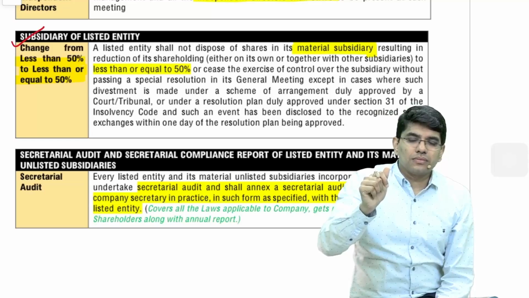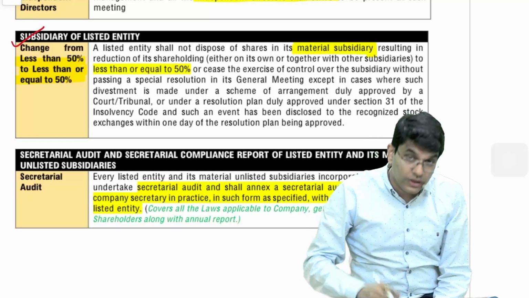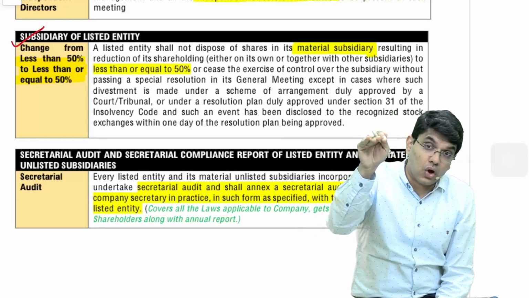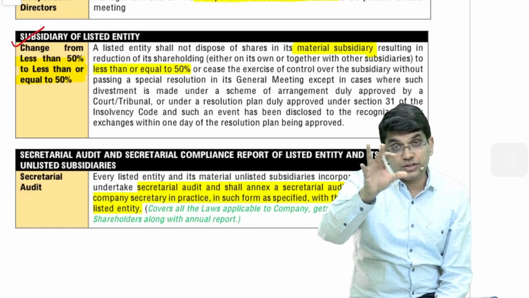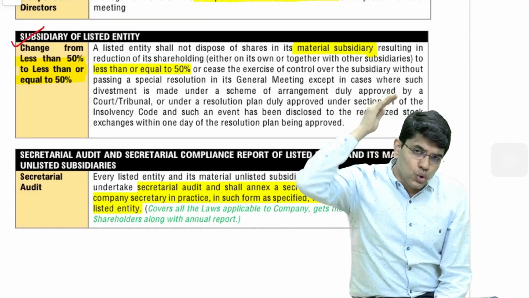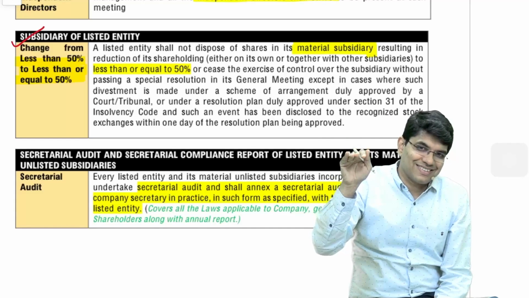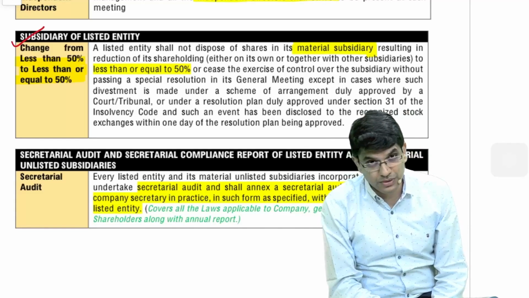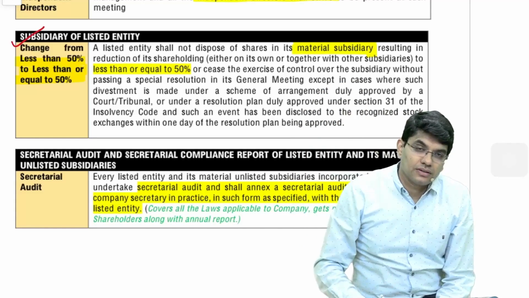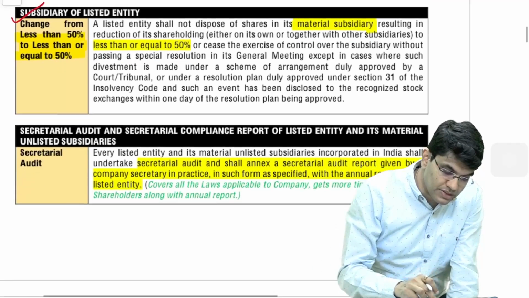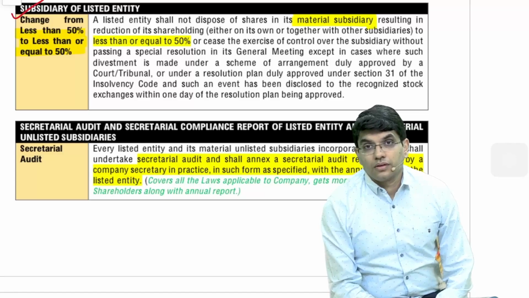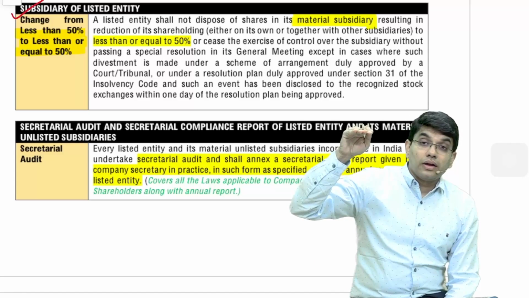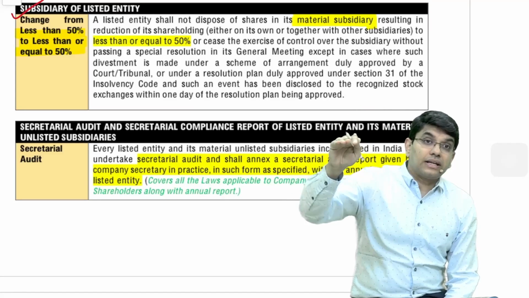They have tweaked, they have rectified the wordings. They have said if you want to bring holding to 50% or less, so this is the change. If you want to bring shareholding to 50% or less, a special resolution will be required. They have changed this wording because it's logical. You lose control of the subsidiary when you come to 50%. If you want to control an entity, you need more than 50%. If it is coming below 50%, then earlier only that time a special resolution was required.